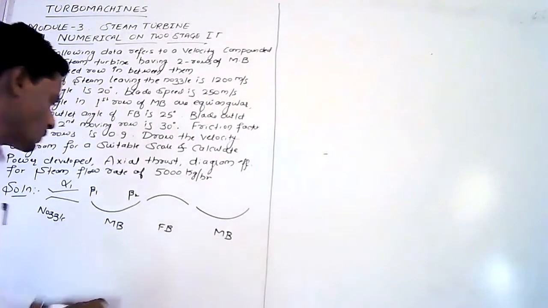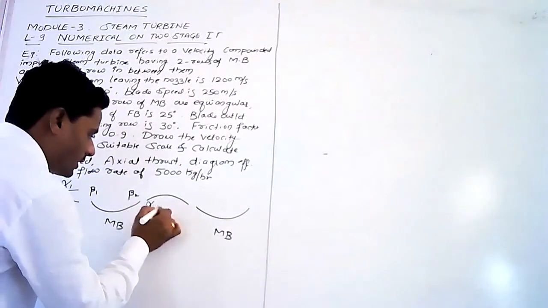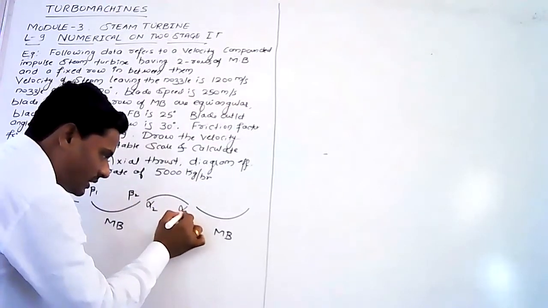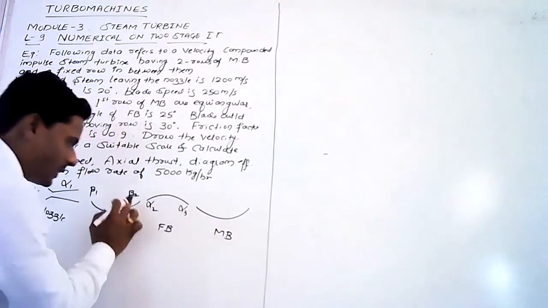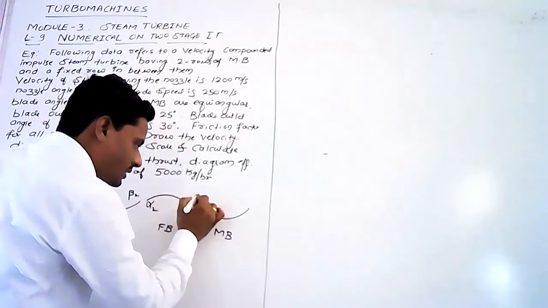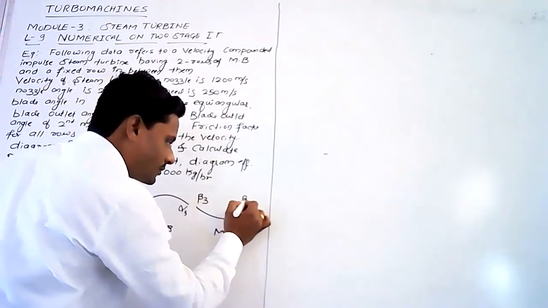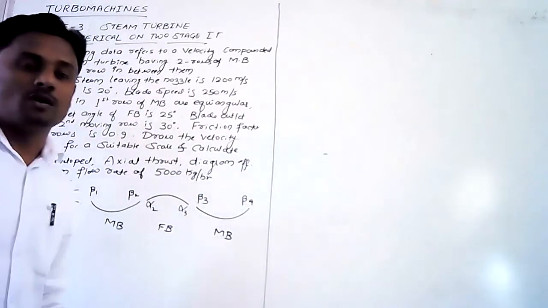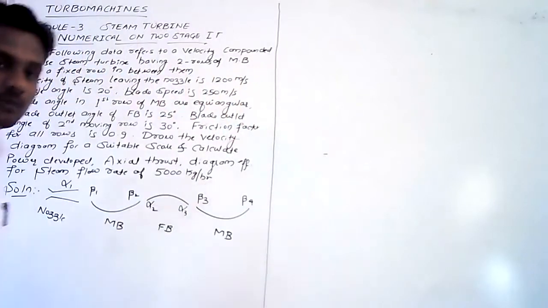Okay, so for fixed blade, we have alpha 2 here. Already we have taken alpha 1. So alpha 2, alpha 3 are the inlet and outlet blade angles for the fixed blade. Similarly, for moving blades, beta 2 is already written. So here beta 3 and beta 4. So this is the first step to solve the numerical on two-stage impulse turbine, to draw the flow diagram.